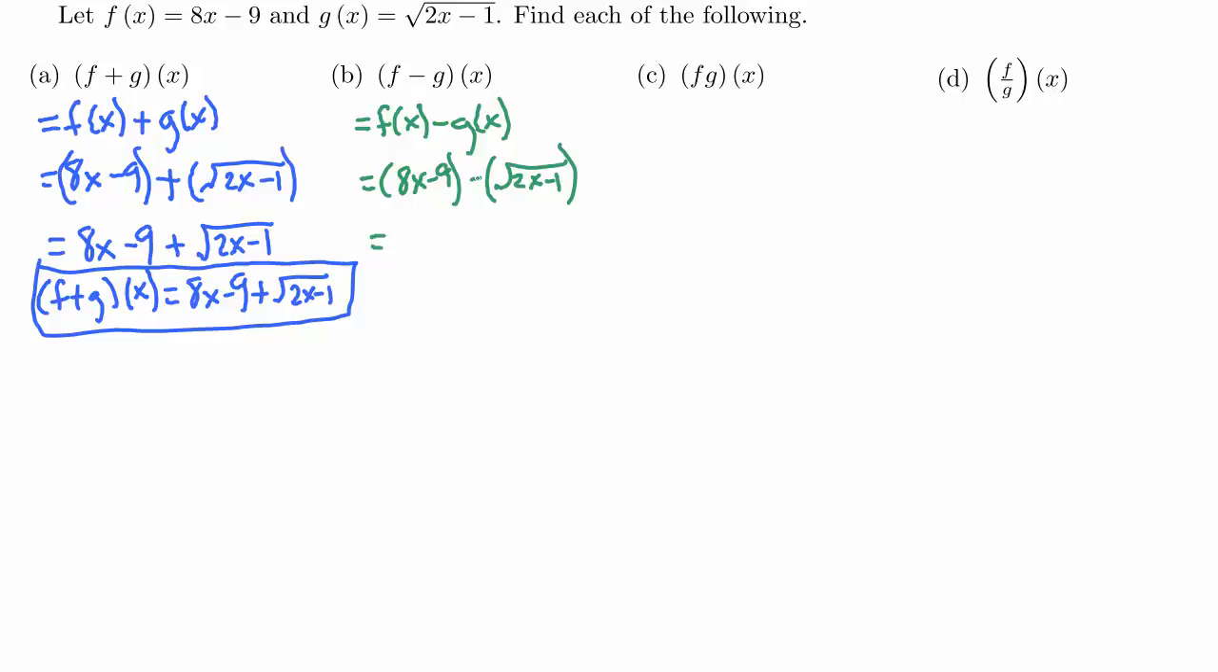Now, because it's subtraction, if there were multiple terms in this second parentheses here, I would need to distribute that negative sign. But there's only one term in there. Therefore, this simply becomes 8x minus 9 minus the square root of 2x minus 1. F minus g of x is 8x minus 9 minus the square root of 2x minus 1.